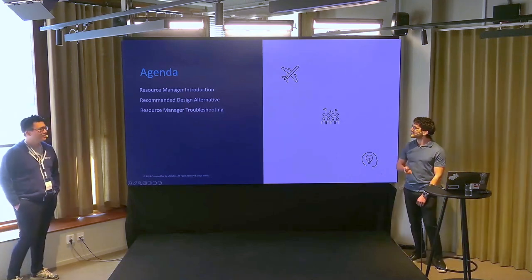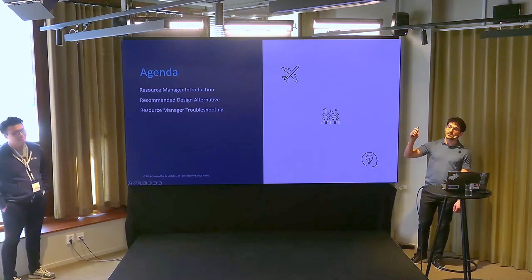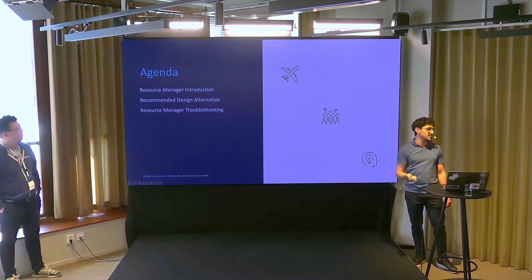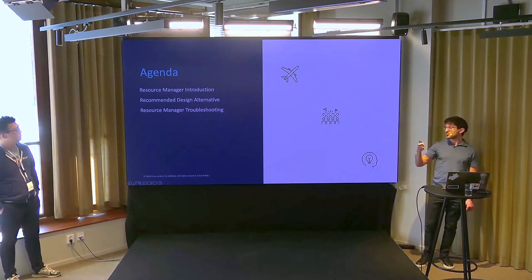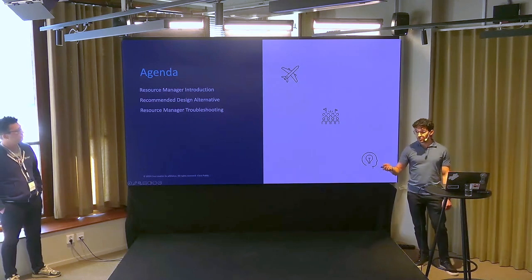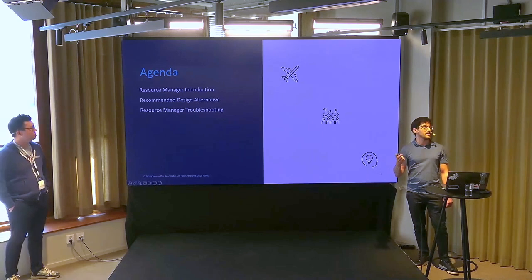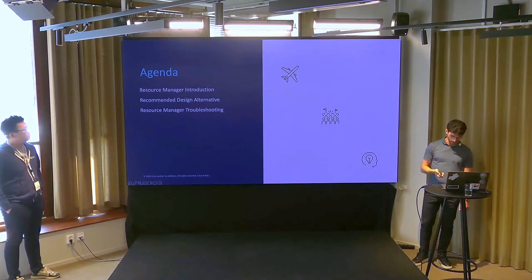Okay, interesting. So the agenda for today is that we're going to start by talking a little bit about the resource manager, what it is, how it works, and what it does. Then we're going to move on and show two examples of how to use the resource manager with the synchronous and the asynchronous API. And then we're going to finish up by talking about how to troubleshoot the resource manager.